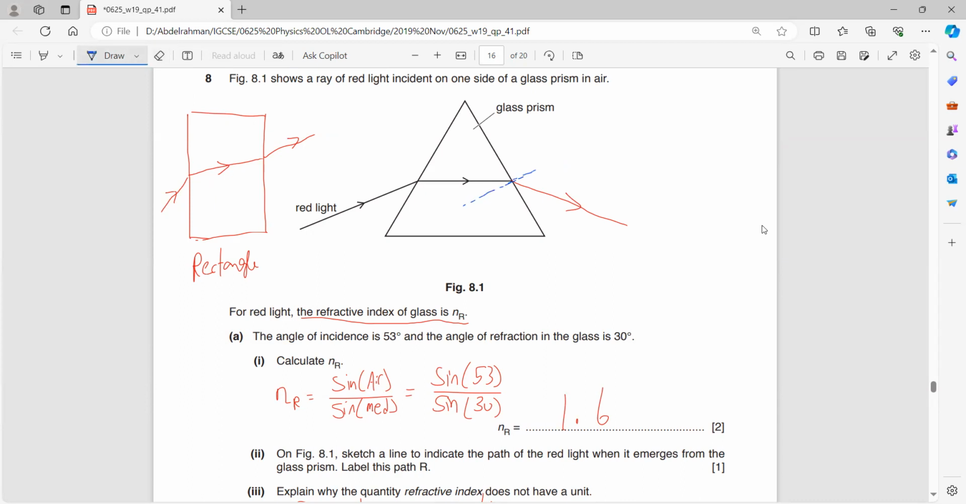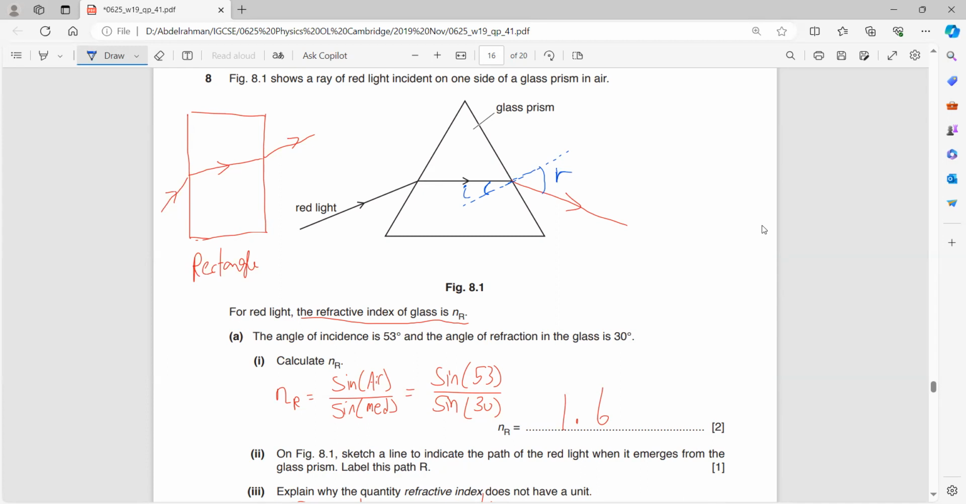The normal line should be like this. This is the angle of incidence inside the glass. Outside the glass, the angle of incidence should increase. Angle of, sorry, refraction should increase. Why? Because I'm emerging from a more dense to a less dense medium. As I go to a less dense medium, the angle increases. Right? That's what happens.